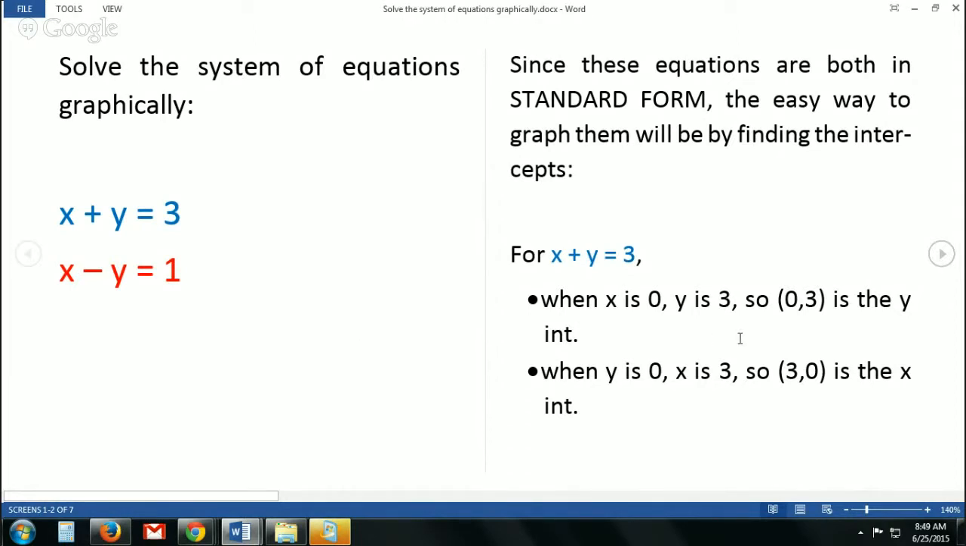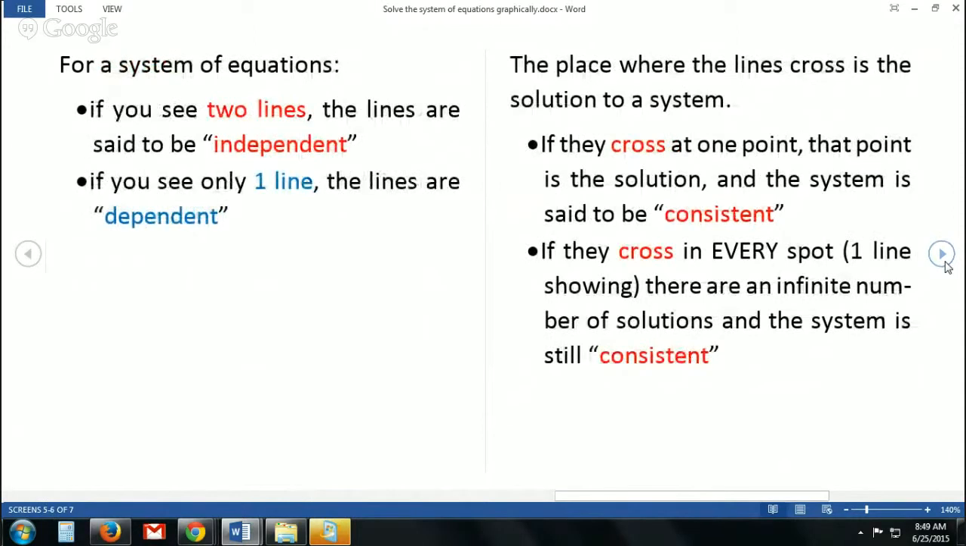The solution to a system of equations is the point where the two lines are overlapping. So we should express our answer with both an x and a y and as an ordered pair. Now, once we've done that, there are a couple of things that we'll want to use as words to describe our systems of equations. Anytime that you draw the picture and you actually see two distinct lines, we call this independent. The two lines are independent of each other. When you only see one line, then you would call it dependent instead. So 2 lines, independent. 1 line, dependent.